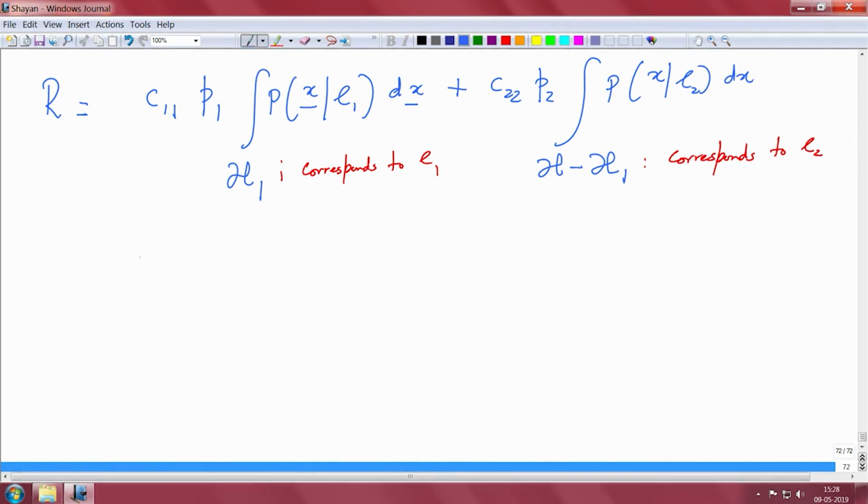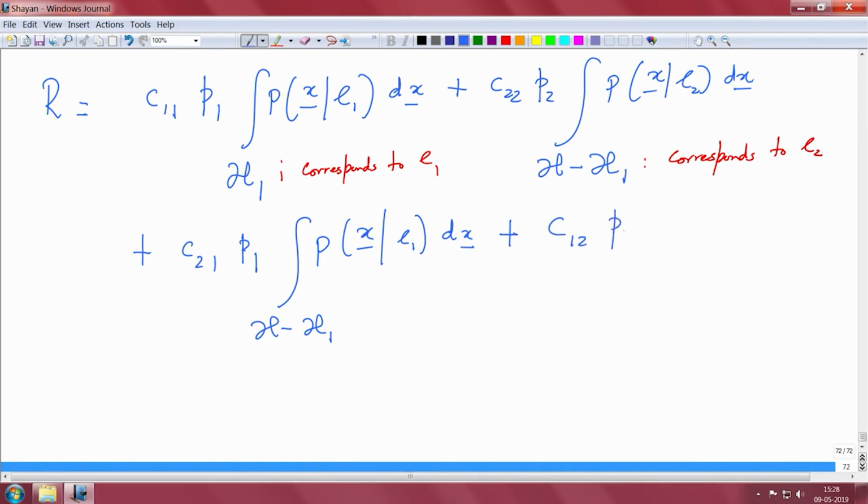Okay. Now, we do the rest. It is going to be C21 times P1 times this integral P of x given C1 dx, and this is over H minus H1 because it corresponds to H2, plus C12 times the priori P2 times the integral of this conditional density given class C2 over the space H1.